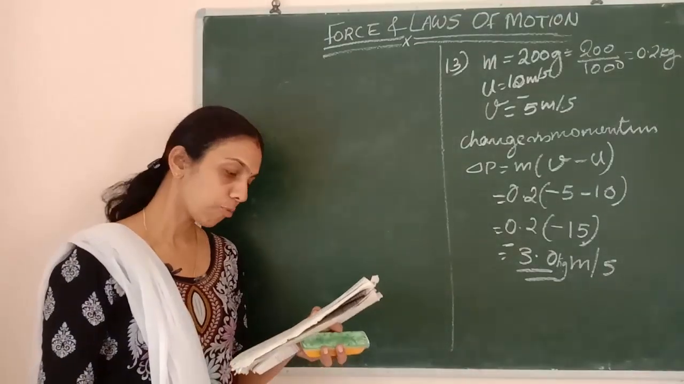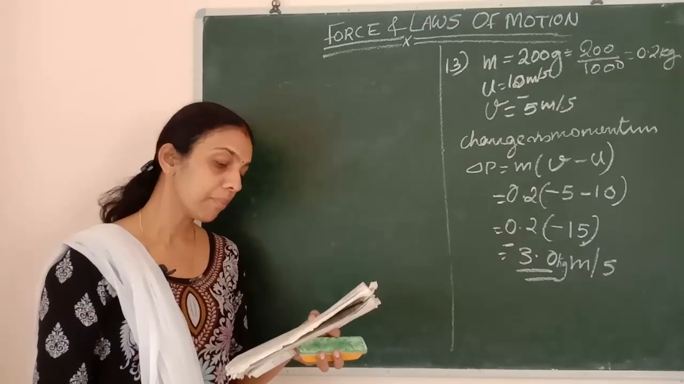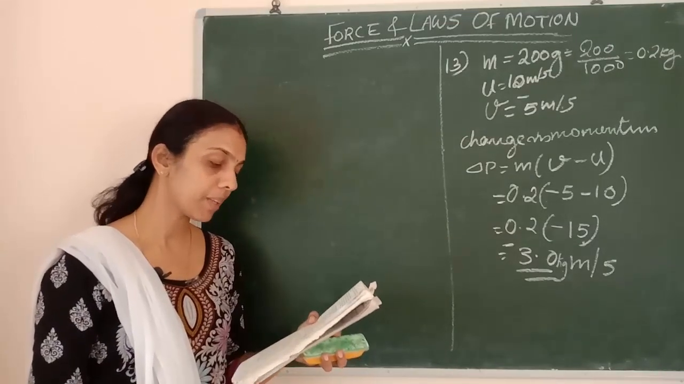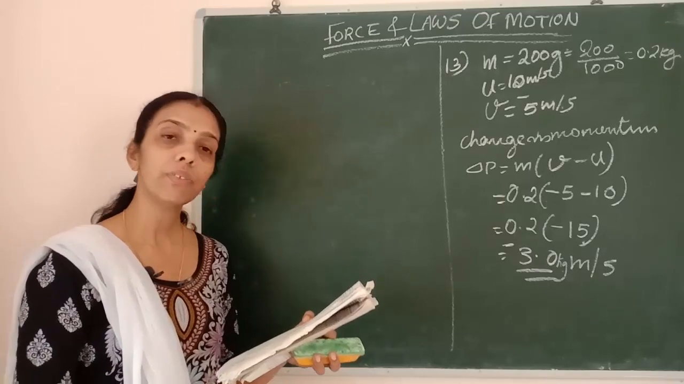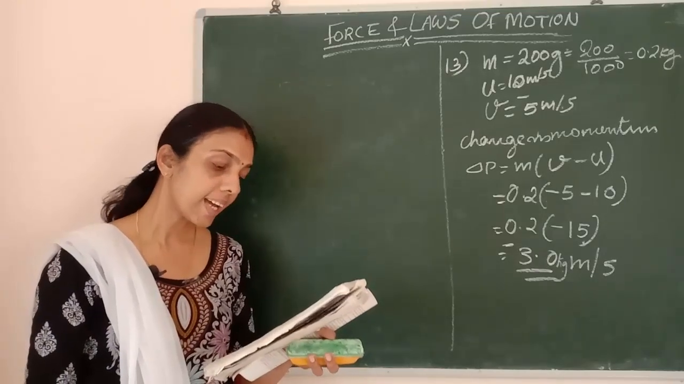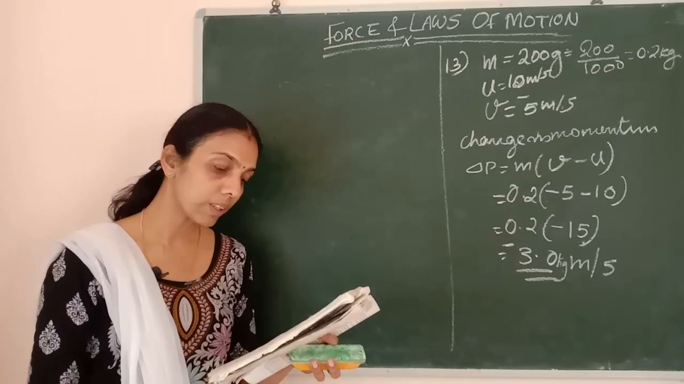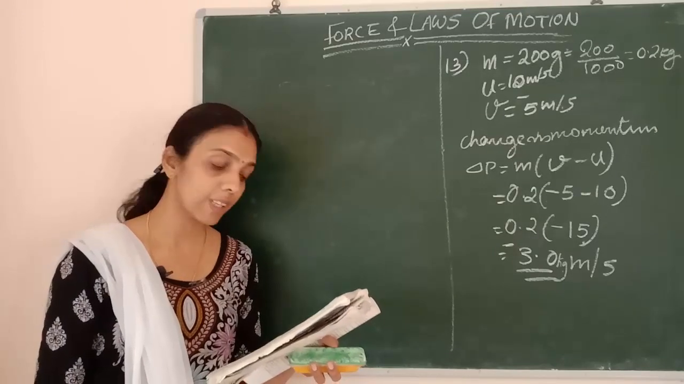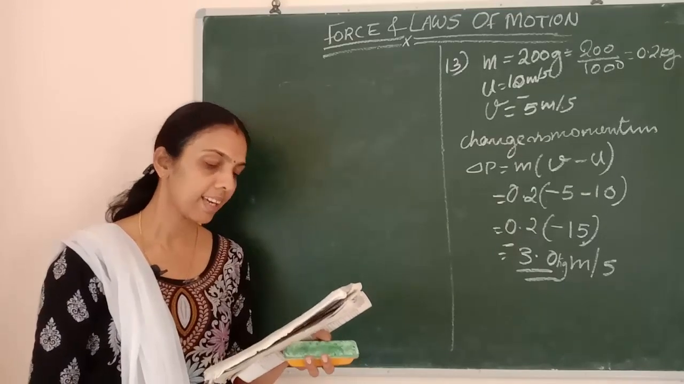A bullet of mass 10 gram traveling horizontally with a velocity of 150 meter per second strikes a stationary wooden block and comes to rest in 0.03 seconds.